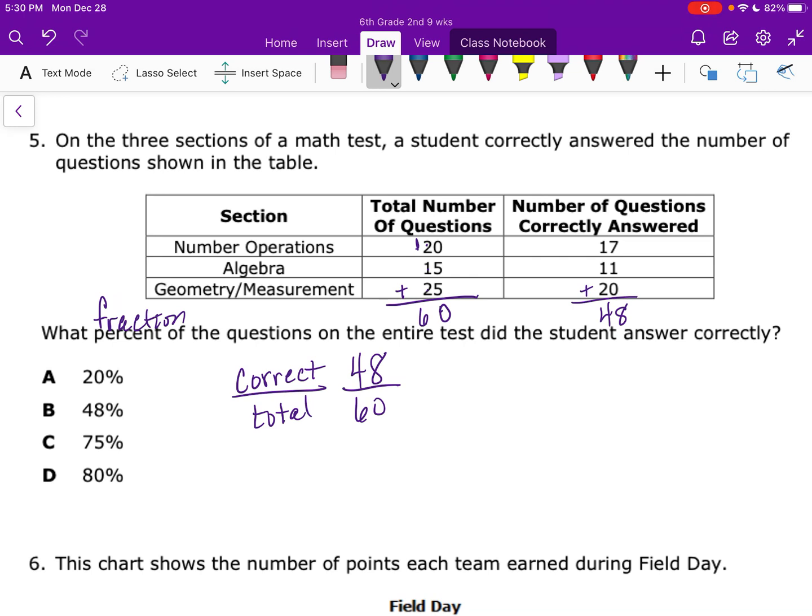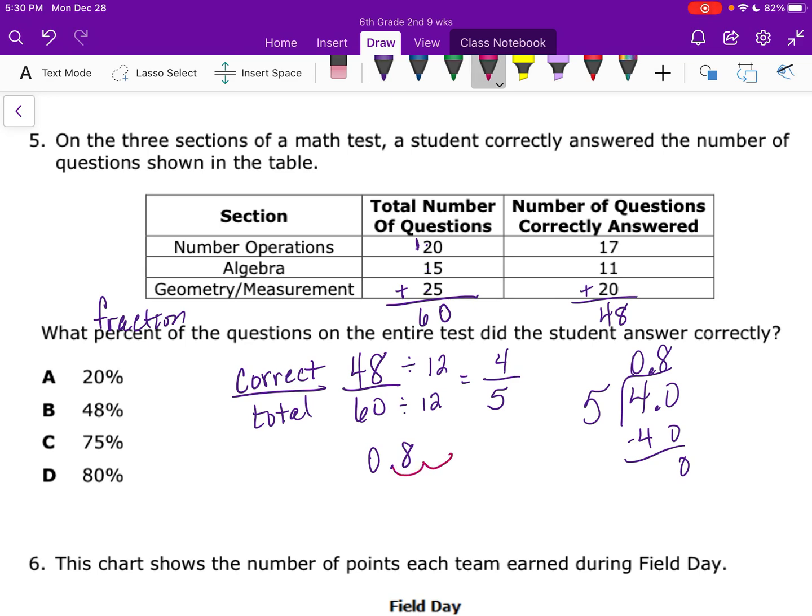Ooh, I do not want to have to do a 48 and 60. So I'm going to simplify. And I'm pretty sure we can divide by 12, right? So 12, 24, 36, 48. That's 4. And then 12, 24, 36, 48, 60. That's 5. So 4/5, you can either put it equal to 100 or you can just divide it and do neato. That would be 0.8. So 0.8. Move your decimal 2 places to the right. So it would be 80%.